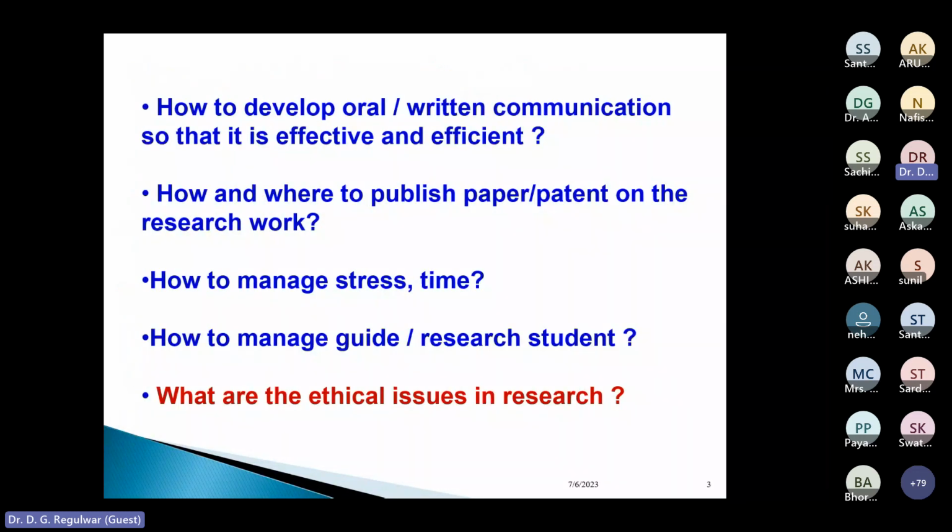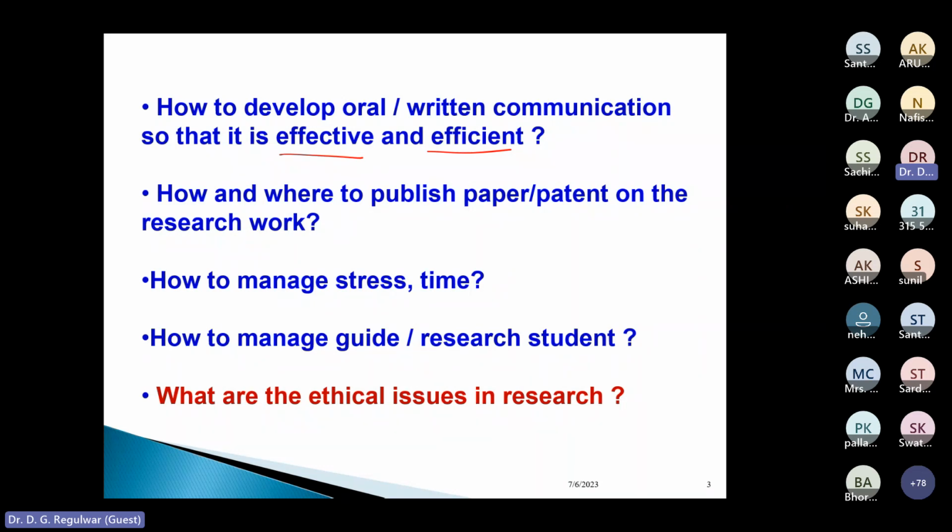Okay, then one more is how to develop oral and written communication so that it is effective and efficient. Someone might be skilled in communication, which is very good. If not, then you have to develop it. That is the oral communication as well as the writing part.